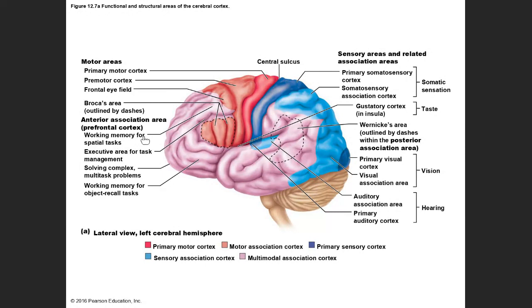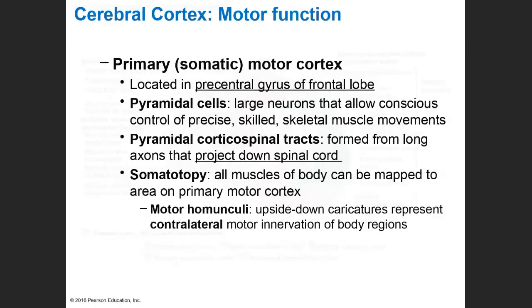So for example, Wernicke's area. This is considered part of an association area, and we'll talk about Wernicke's area, which is outlined here in these dashed lines. Similar to that, we have another association area called Broca's area, and this is also outlined here. Broca's area is very important. We'll talk about that association area, and a couple of these other ones we'll mention. But don't try to memorize all that.